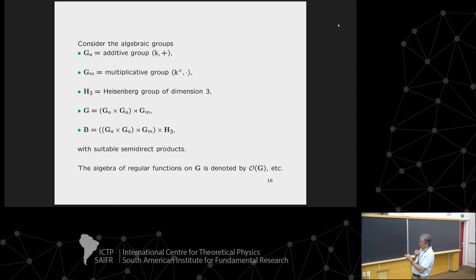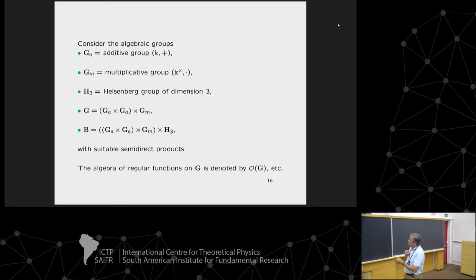G_a is the additive group, K plus. G_m is the multiplicative group, K minus 0 with the multiplication. H3 is the Heisenberg group of dimension 3. G is obtained by letting G_m act on the direct product of 2 copies of G_a by some action which I don't want to tell you. And B is G times H3. Another notation I will use is O of G, the algebra of regular functions on an algebraic group G.